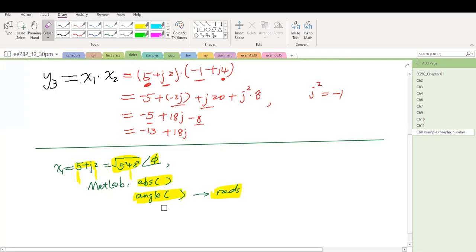Pay attention, the unit MATLAB gives us is radians if we use the angle command. To convert from radians to degrees, we take this number, multiply by 360 degrees and divide by 2 pi. That will give us degrees.